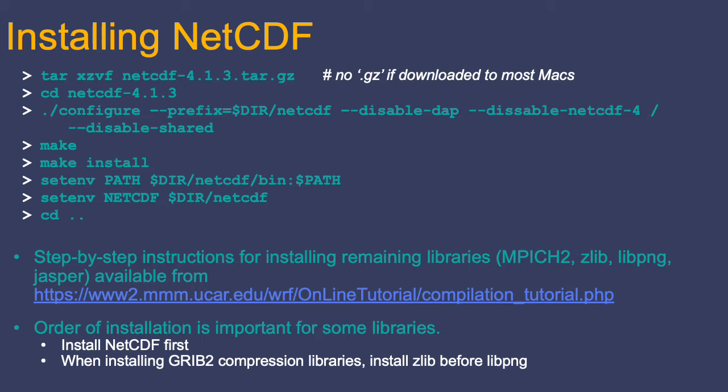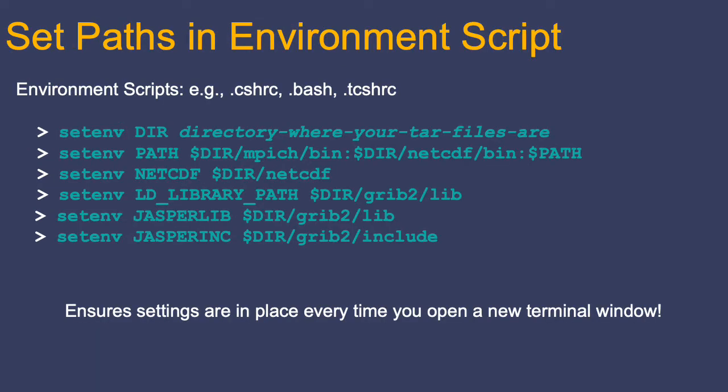I would recommend installing NetCDF first, and when you're installing the GRIB2 compression libraries, libpng will depend on a successful zlib installation. Although you set some of these environment variables in your command line when building the libraries, I would also recommend setting these paths in your environment script, for example, your CSHRC file, so that they are automatically set each time you open a new terminal window.